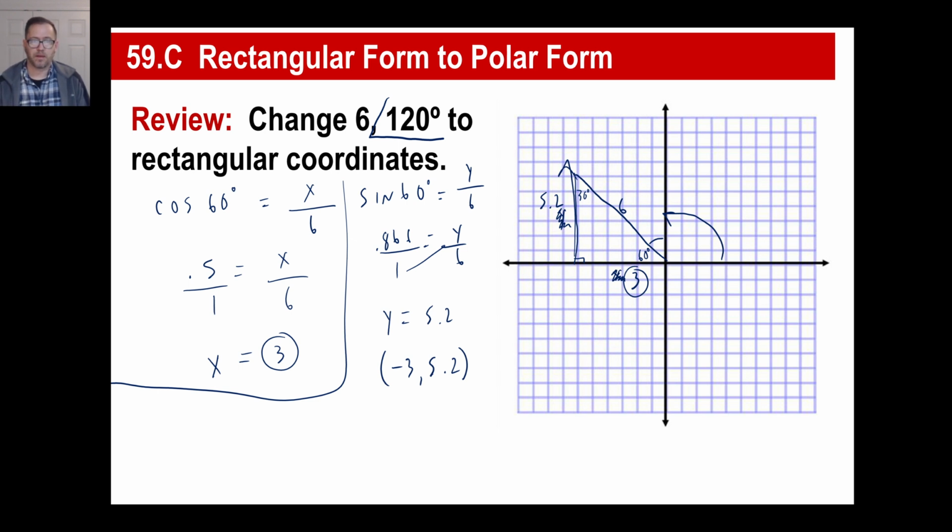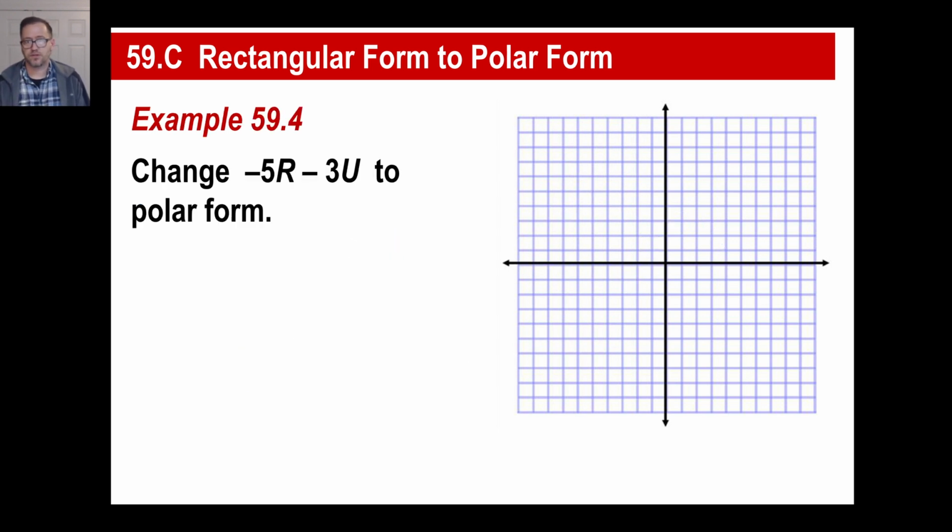Okay. All right, let's take a look at this. This is a little different, but a lot the same. We're going to change rectangular form to polar form. In other words, we're going to go backwards. And if you look at this, this has an r and a u instead of an x and a y, but again, it's the same thing. R and u are x and y. It's alphabetical order. If you ever forget, r corresponds with x, u corresponds with y.